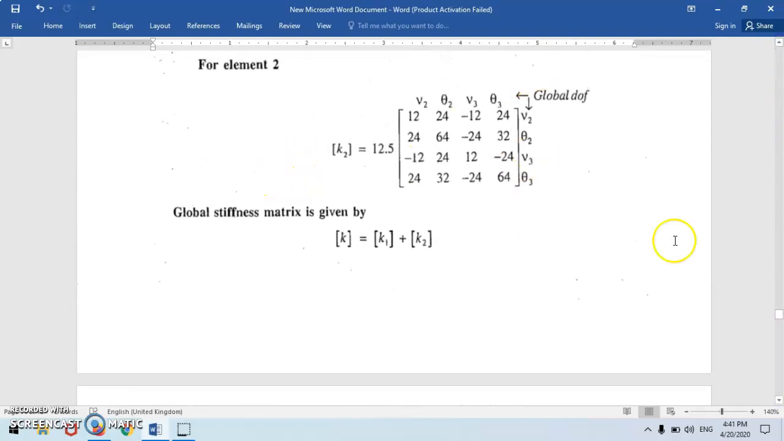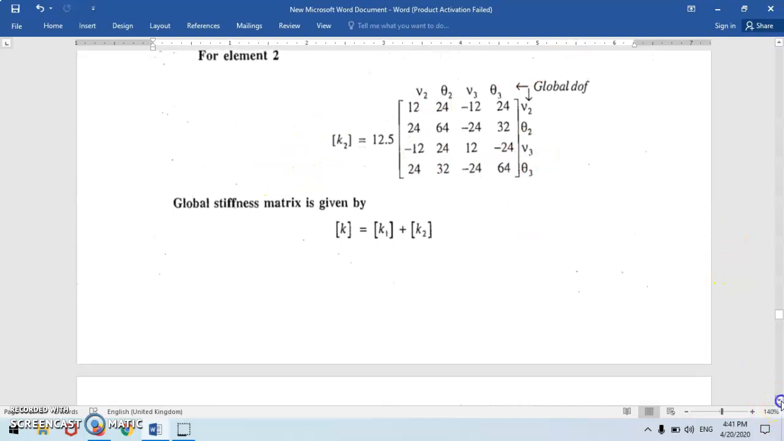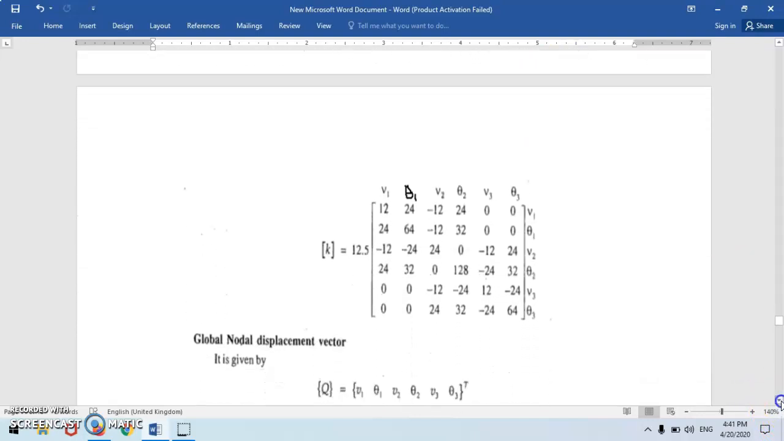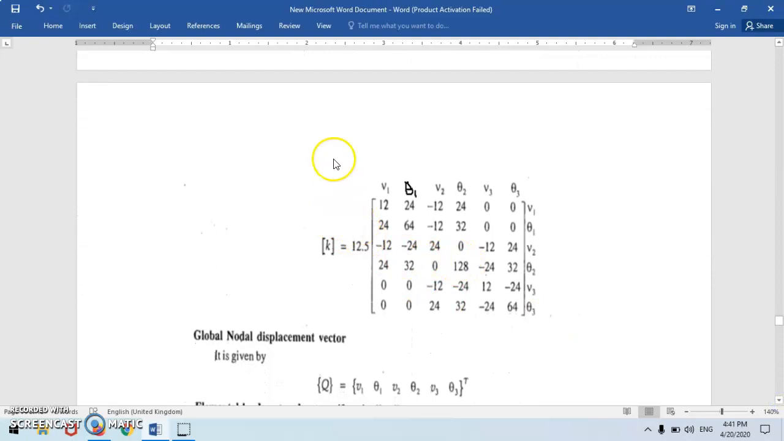So after finding K2, what is our next task is to go for the global stiffness matrix. So we need to find the global stiffness matrix where element 1 and element 2 will be combined. Means stiffness of the element 1 is combined with the stiffness of the element 2. So first what we do is we write the complete matrix of 4 into 4, that is this complete 4 into 4 matrix here, that is V1 theta 1 V2 theta 2. Similarly here also V1 theta 1 V2 theta 2.